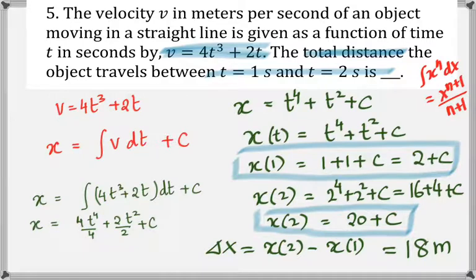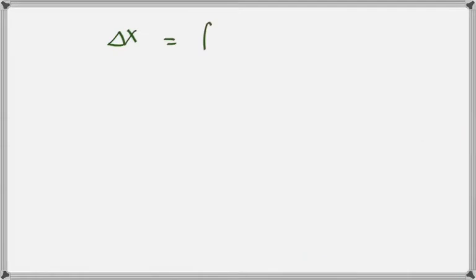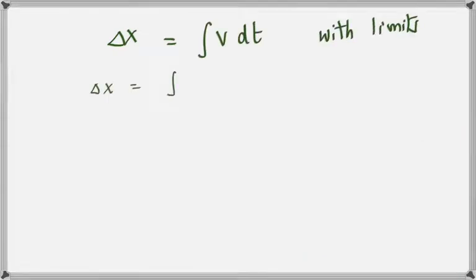So we can see that when we subtract x2 and x1, we are going to get 20 plus c minus 2 plus c. C and c will get cancelled because it's the same constant, and we are left with 18 meter. We can do the same problem without the constant. So here I am going to use integral with limits. It's the same thing, but now on the integral sign, you can see that we are putting the limits. This is the lower limit and this is the upper limit.